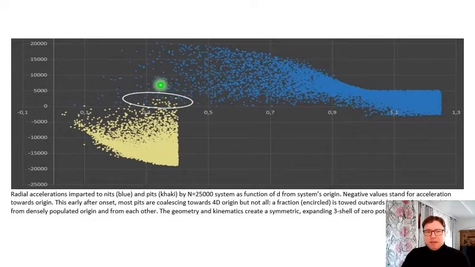This is something that will have to be simulated dynamically and seen more thoroughly later on, but this gives an idea that we actually have the possibility to extract some of these pits to form ordinary matter along the zero brane, at this zero brane that is an expanding 3-shell around the 4D origin of the system.